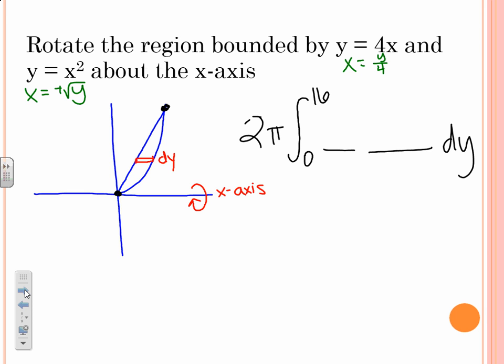How far away are any of these rectangles from the x-axis? They are y away. Times how long are each of our rectangles? In this case, now we have to do right minus left. So on the right, we have radical y minus on the left, y over 4. Okay? Just to save us a couple minutes, go ahead and do this one with your calculator.